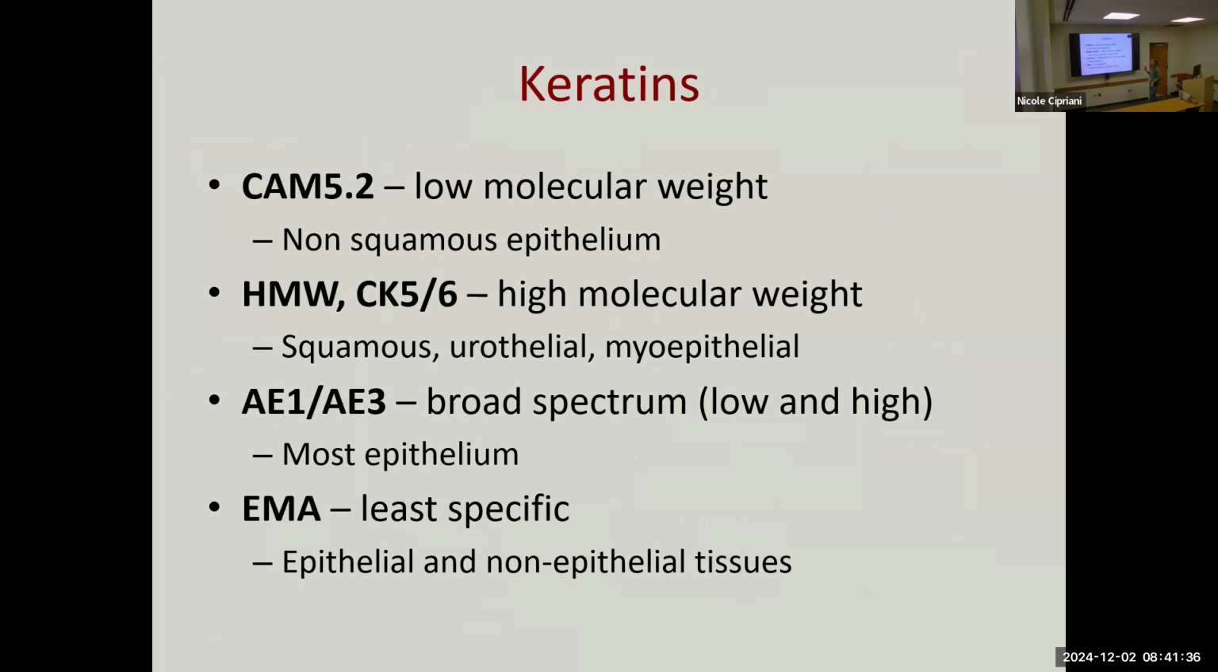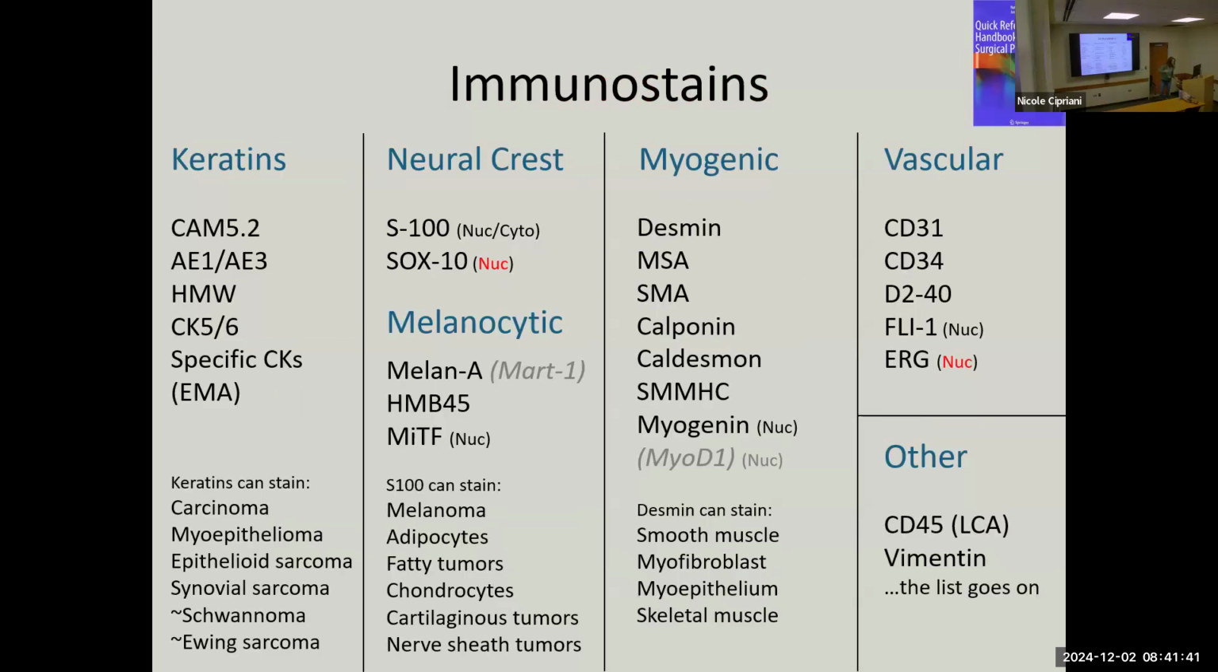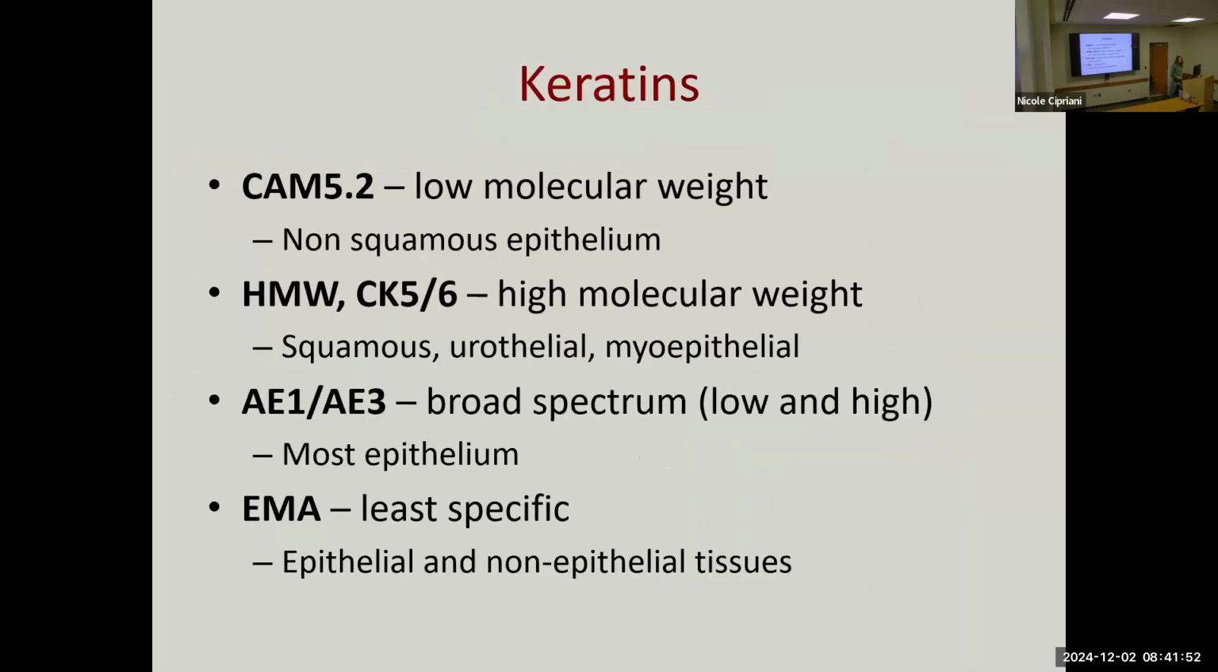So keratins. I think I mentioned this the other day to our resident: if you don't have that book, probably look into getting it or looking at it, because I think that book is very, very helpful for these kinds of differentials. When we think about keratins, we think about low and high molecular weight, and then broad spectrum that has both low and high molecular weights in it, and then something like epithelial membrane antigen, which is the least specific.